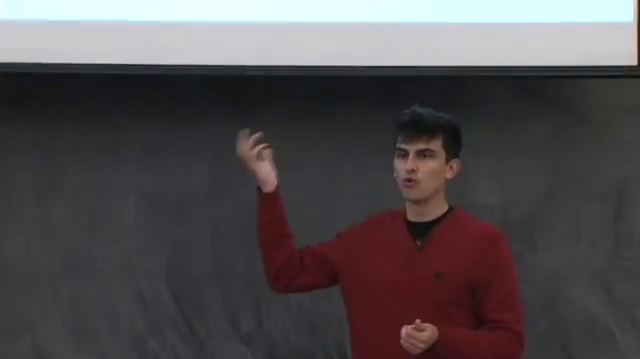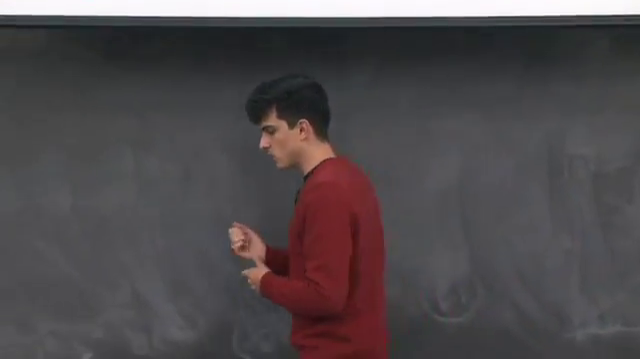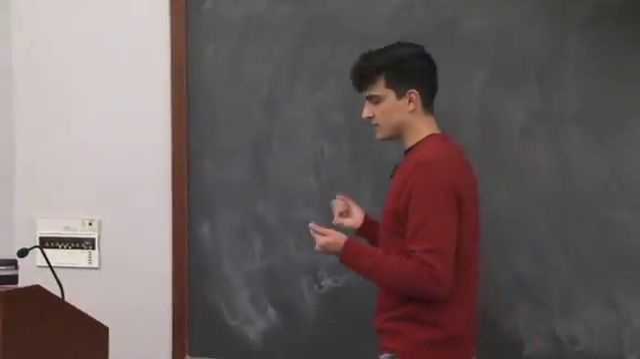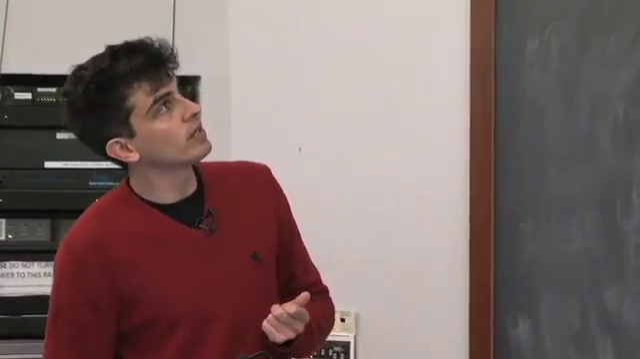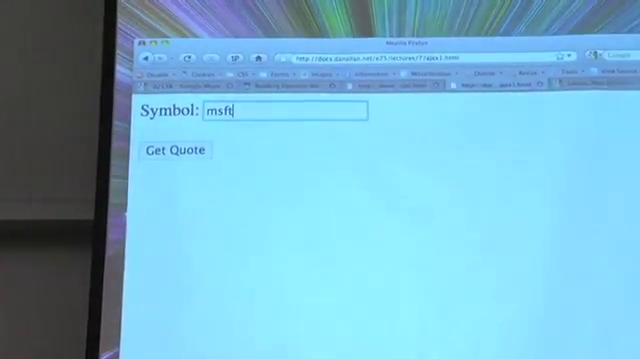And you'll notice that it's just a form. It's asking me for a symbol, like a stock symbol that I can enter. And when I hit get quote, it will actually fetch the price from the server, and then it will notify me of what the price actually is. So let's try a couple. For example, Microsoft, MSFT.